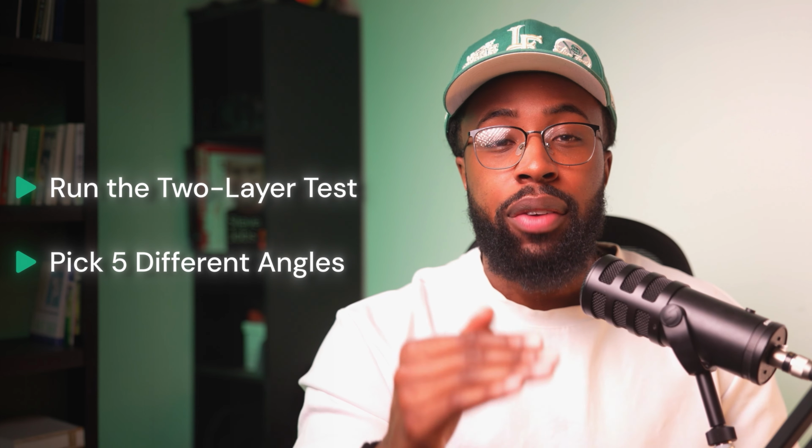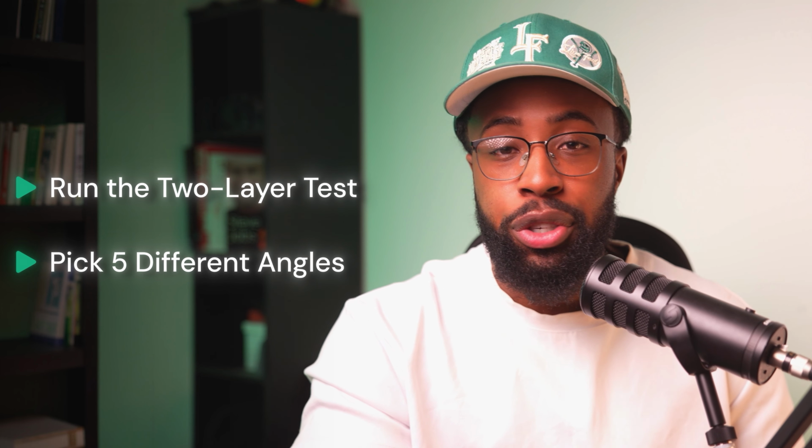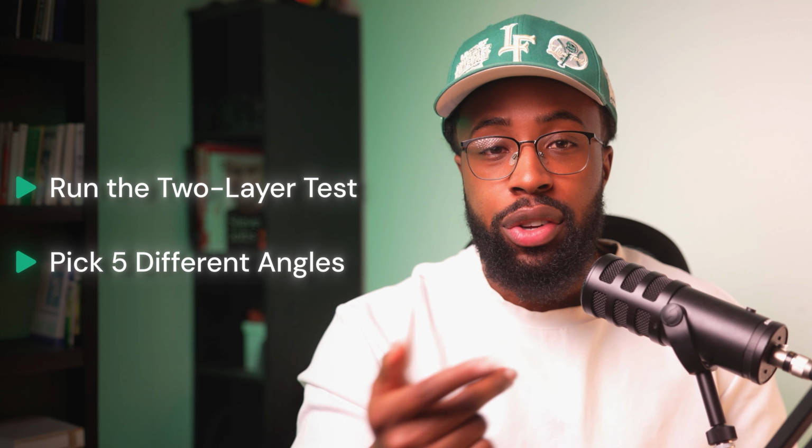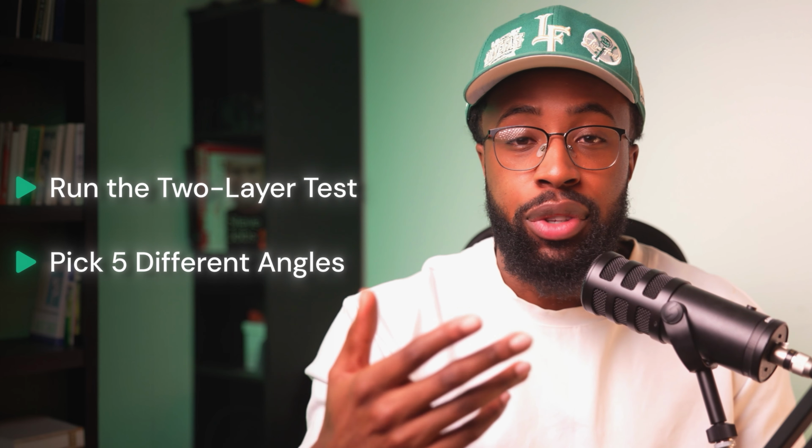Step 2, pick 5 different angles. Choose 5 psychological entry points that are genuinely different from each other. Problem, transformation, authority, myth busting, curiosity. Each one needs to connect to a different emotion and a different type of buyer.